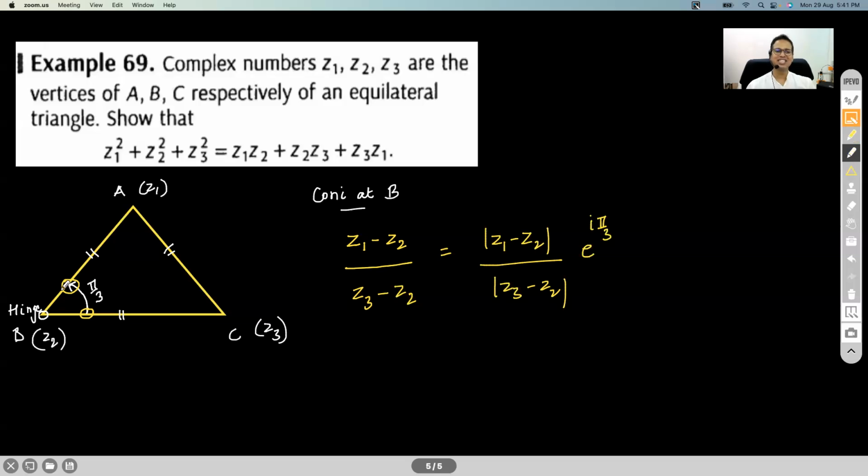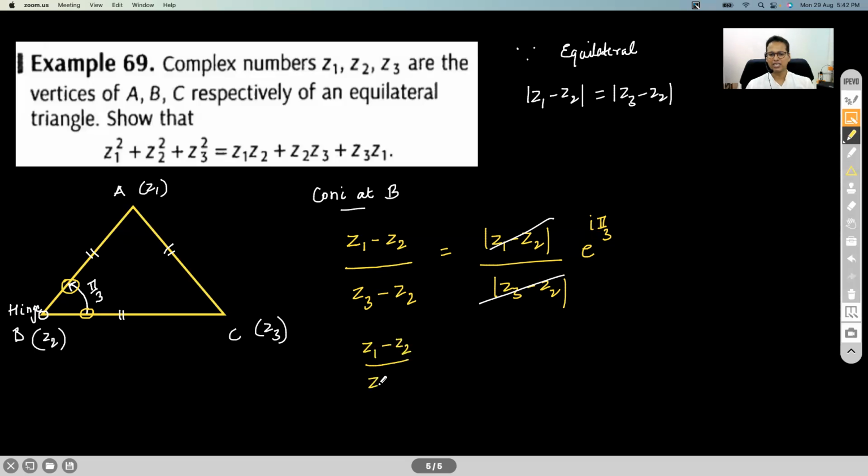Now, please note, since this is an equilateral triangle, mod Z1 minus Z2 will be equal to mod Z3 minus Z2. Right? Because this triangle is an equilateral triangle. What is mod Z1 minus Z2? The distance between Z1 and Z2, right? So this distance and this distance are equal. So these two will get cancelled out because they're equal in length. In light of this, can I say this expression boils down to Z1 minus Z2 divided by Z3 minus Z2 equals e to the power i pi by 3. Okay, let's call this our first equation. Any problem with writing the first equation?